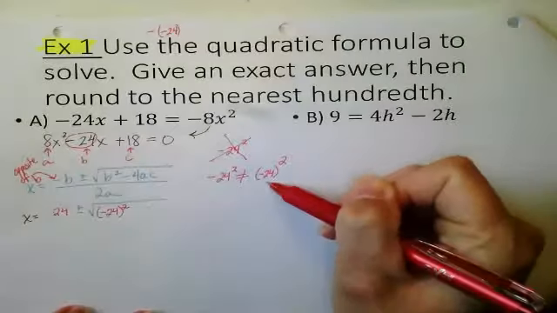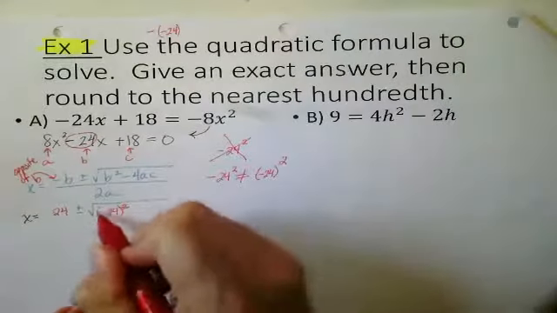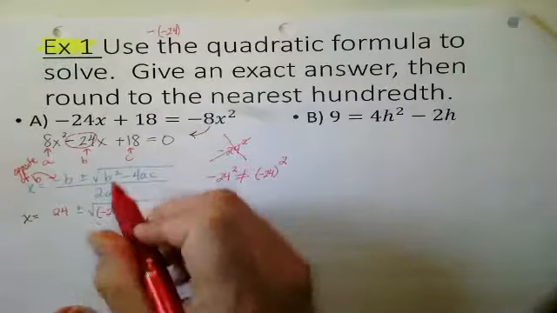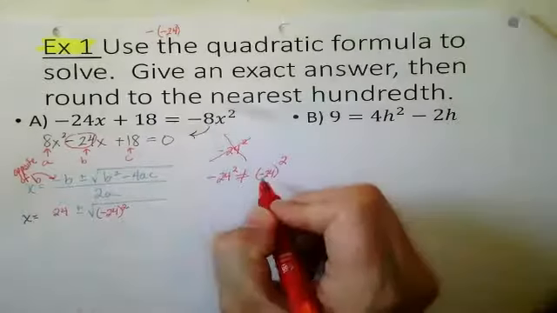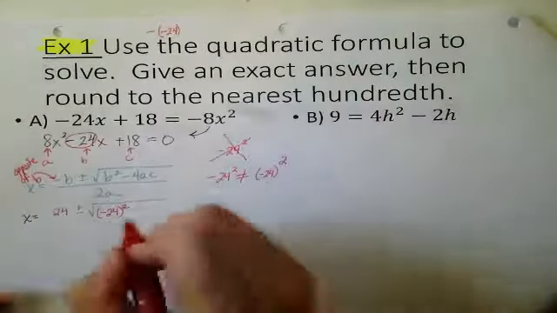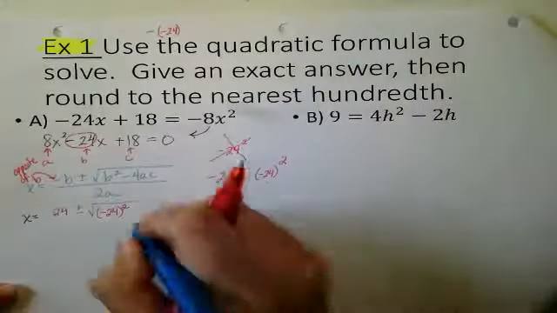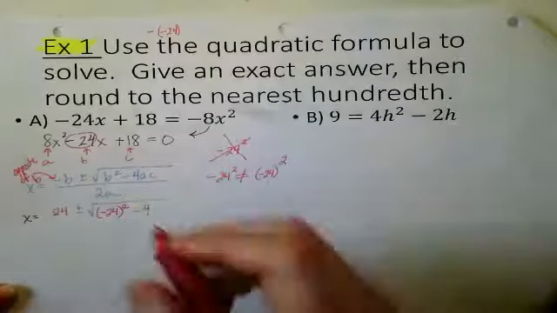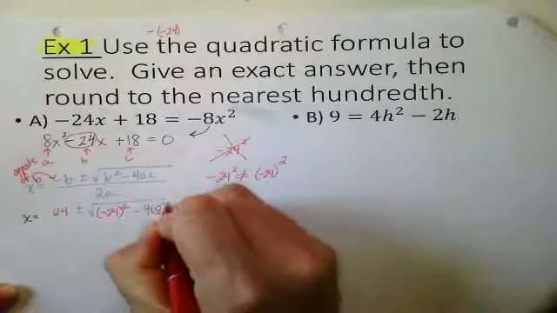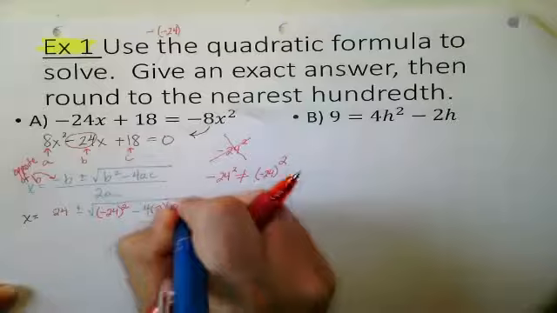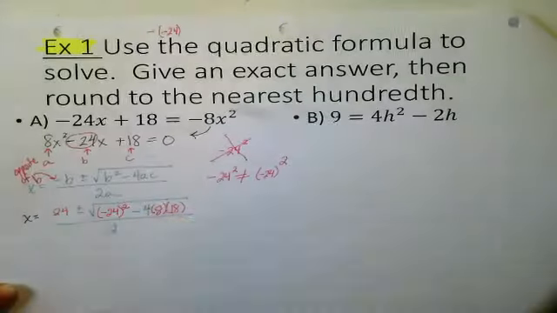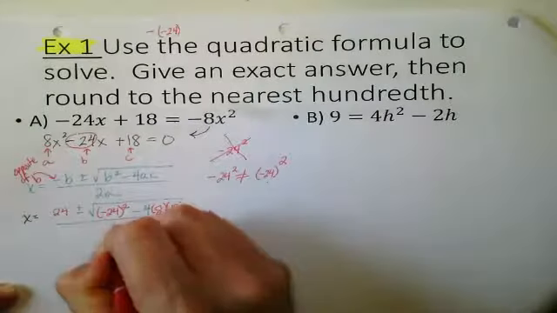This should always be positive. This value should always be positive. B squared must be a positive value because it's negative times a negative, positive. All right, so then we have minus 4. And then I'm plugging in the a value of 8 and the c value of 18. And then that's all divided by 2 times our a value of 8.